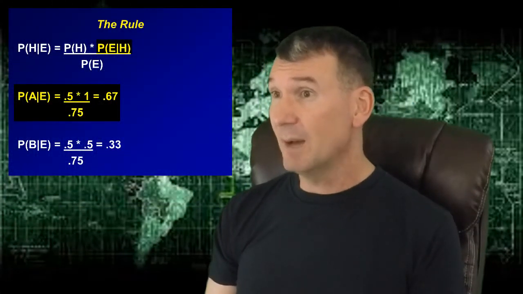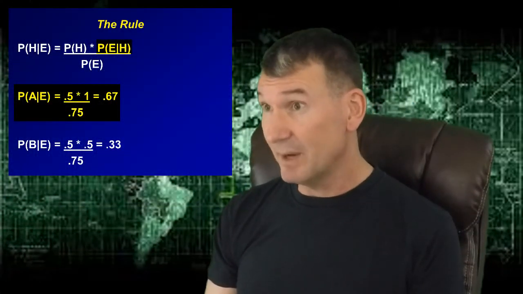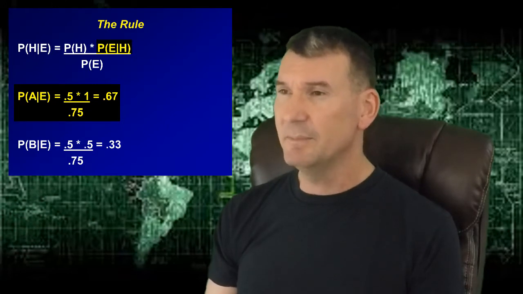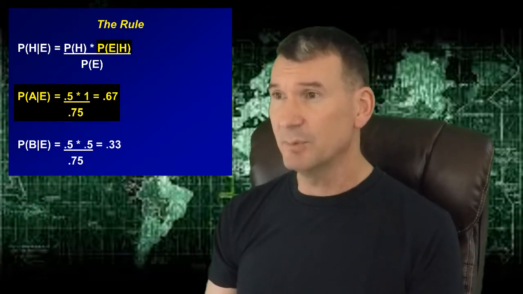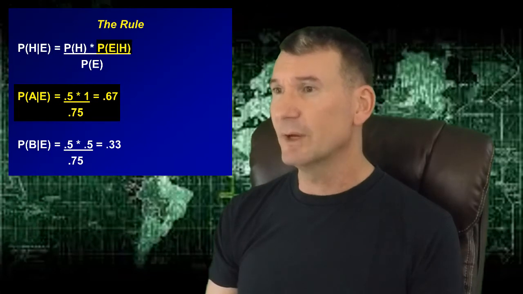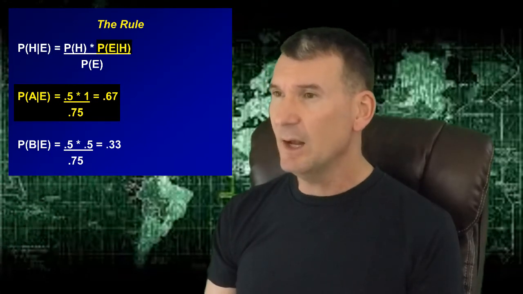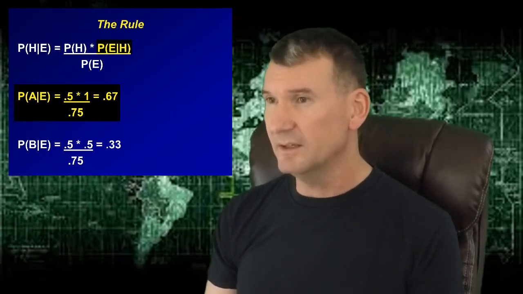The second is the probability of the evidence given a hypothesis, written as P sub E given H, which means, in this example, what is the probability that we'd select a red marble from cup A? Since cup A only contains red marbles, the answer is 1.